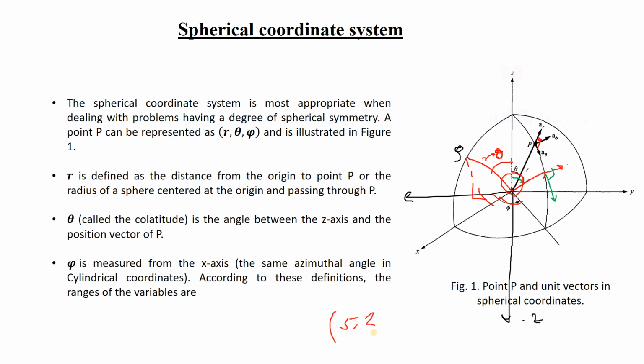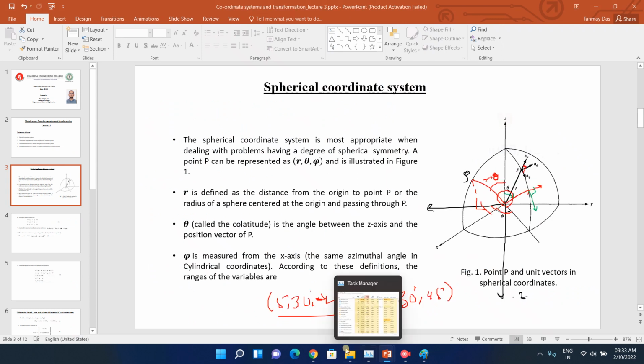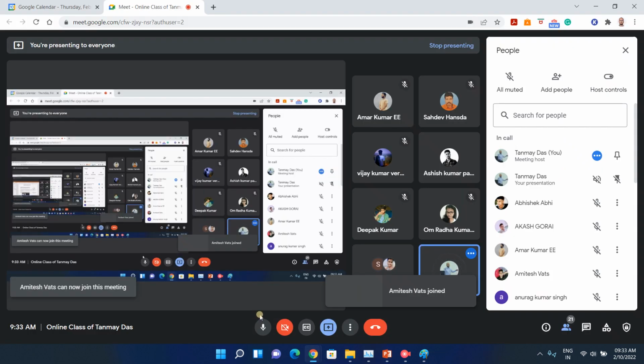If it is minus phi, then you can understand. Suppose you have a point (5, 30 degrees, 45 degrees). You have another point which is (5, 30 degrees, minus 45 degrees). Obviously, if it is minus 45 degrees, you can understand this point is on the left-hand side, on the minus y-axis. So you can understand from there. That is why the theta angle is not represented.